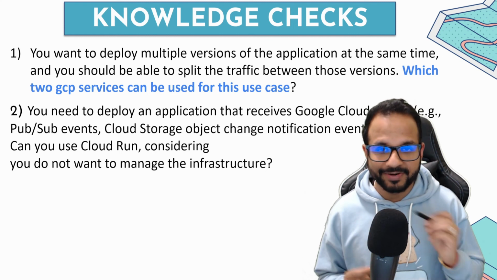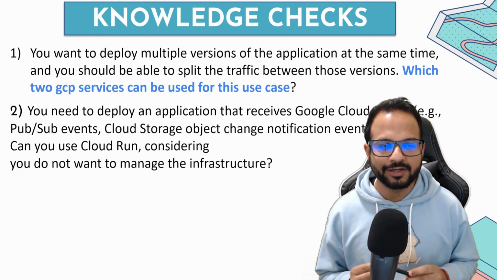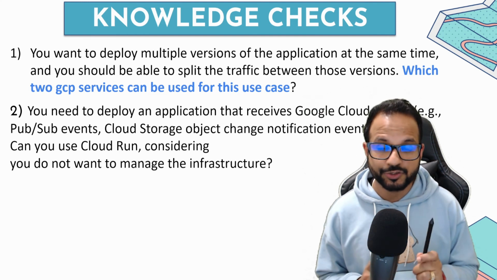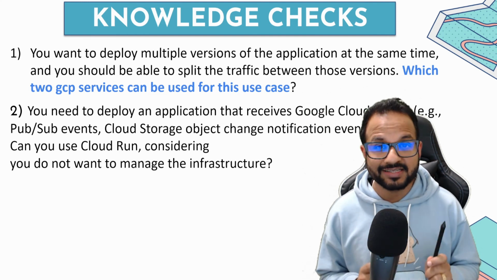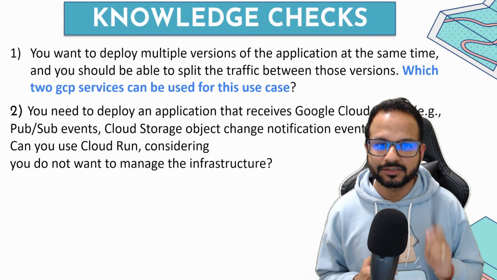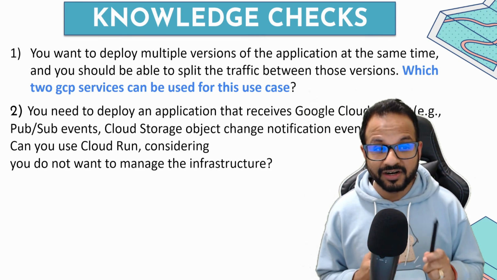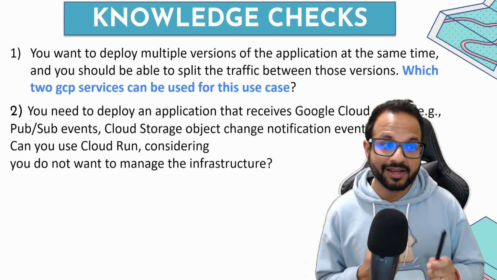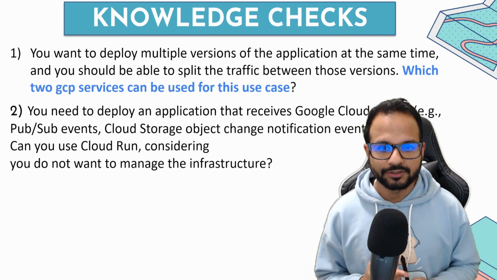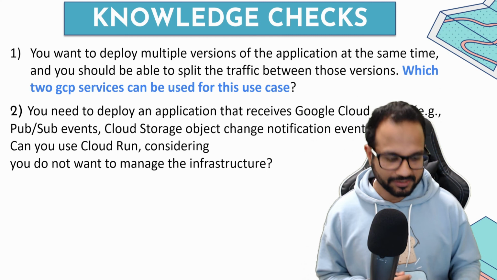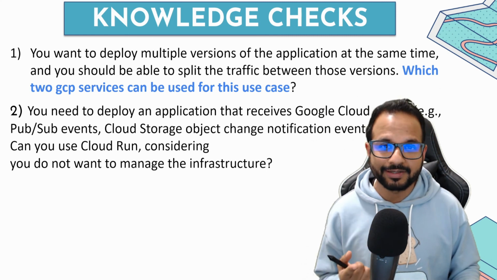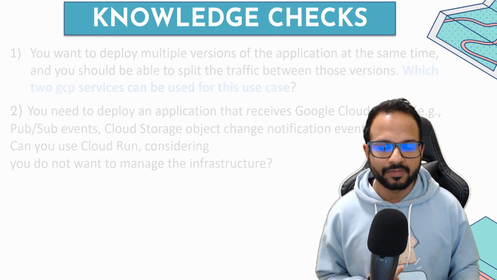Please read these types of questions very carefully because all the requirements are mentioned in the question itself. It says you don't want to manage the infrastructure. That means you need a serverless GCP service which should also be triggered from an event generated by other GCP services. So these are the two requirements. So whether Cloud Run would be a suitable choice for this use case or not.